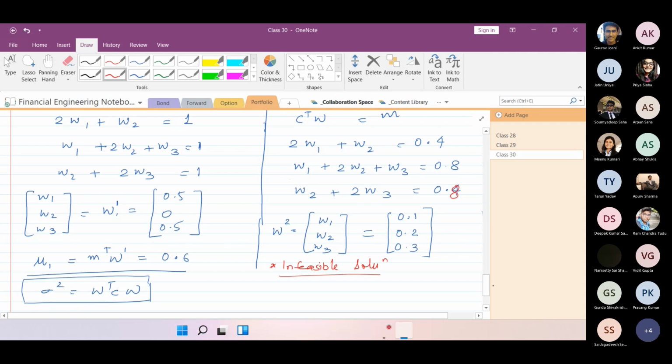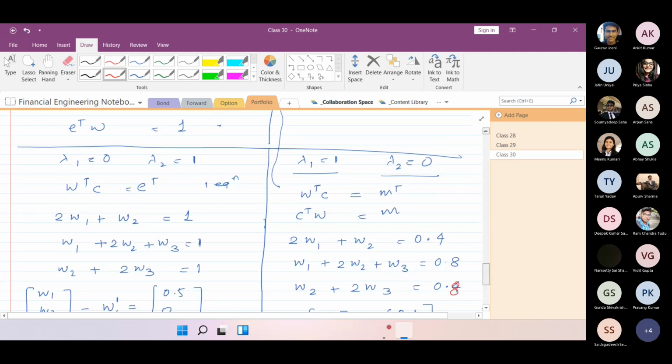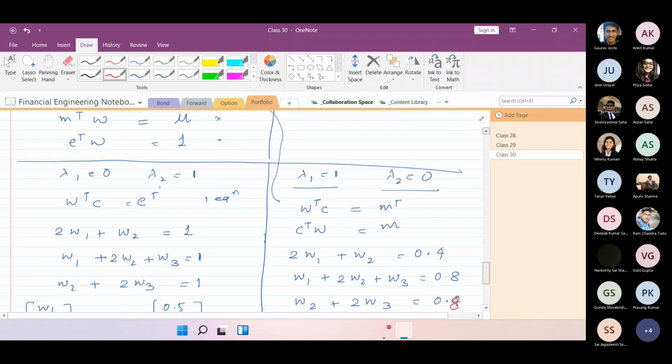Correct. So luckily, the assumption which I have taken, that lambda 1 is equal to 0 and lambda 2 is equal to 1, is a feasible solution. This comes out to be right. But the second thing I have taken, lambda 1 is equal to 1 and lambda 2 is equal to 0, is not a feasible solution for my three equations.